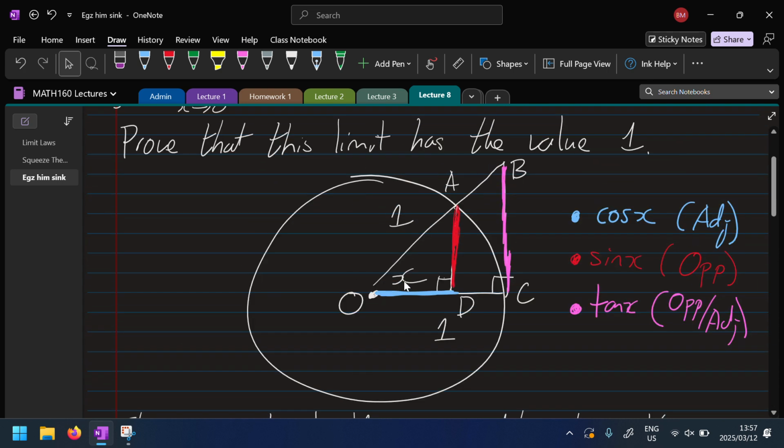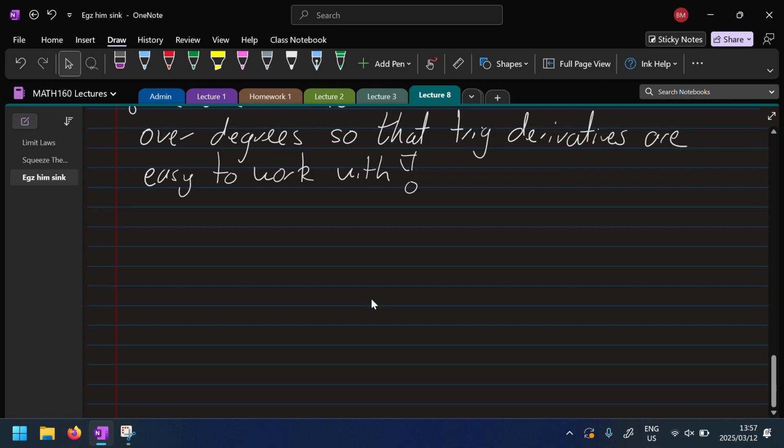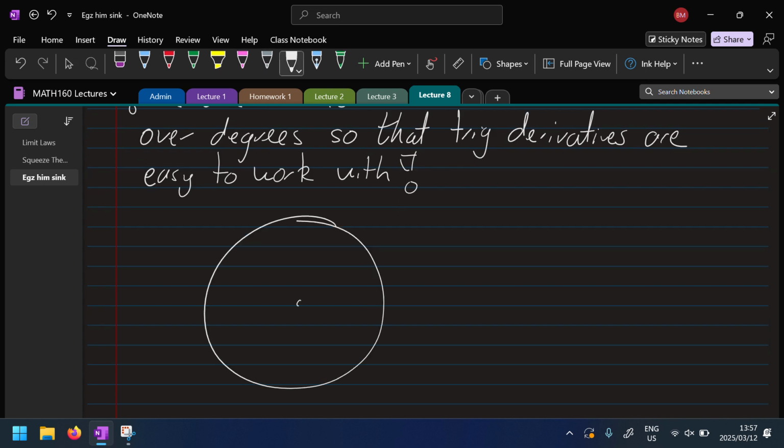Okay, so we've got x here. Now we're not using degrees, we're using radians. So we want to find the area of that pizza slice, OAC, given the angle x. So how can we do this? Let's look at the pizza slice again. This was OAC, and we want to find the area of this, given this angle inside here is x. So we're going to use radians to think about this.